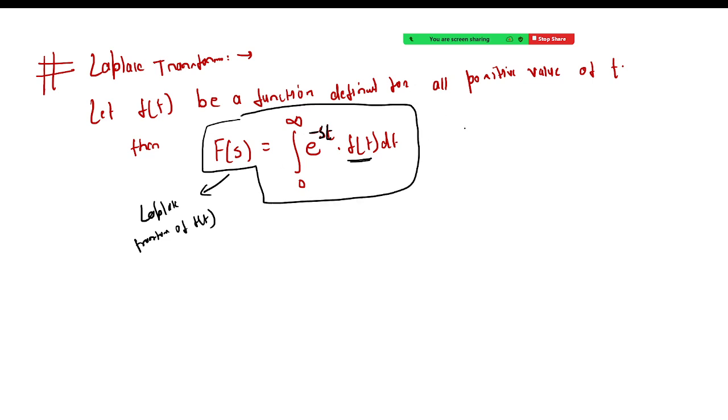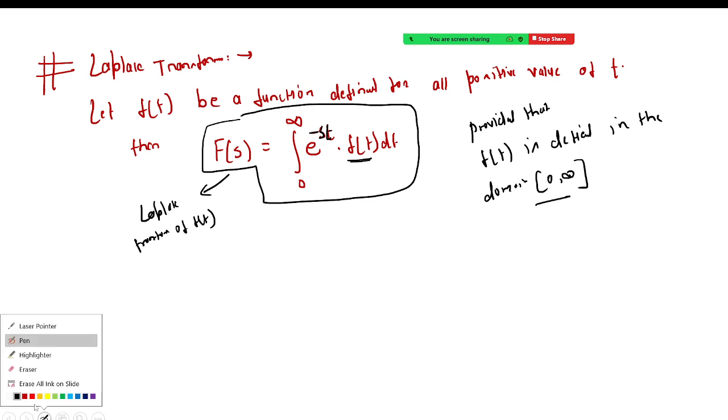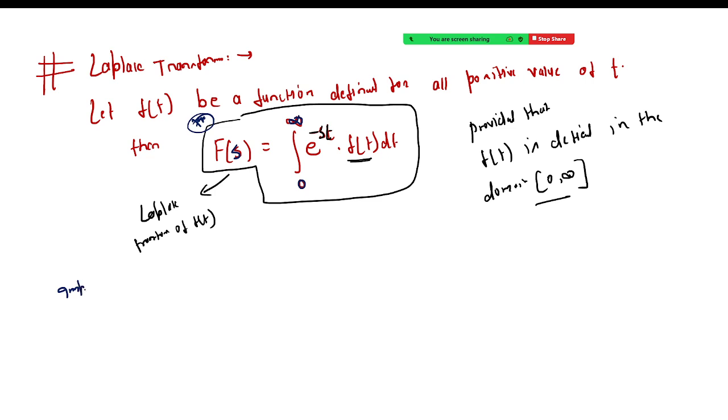And provided that f(t) is defined in the domain 0 to infinity, right? So f(t) must be defined in this particular domain. If f(t) is not defined, then you cannot apply this formula for the Laplace transformation. I'll tell you later how this formula becomes very important when we do the calculation. So this is the basic formula of F(s). I'll be discussing important formulas, then you will get to know.